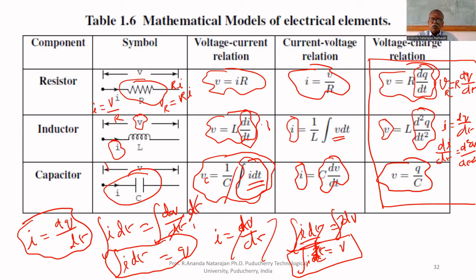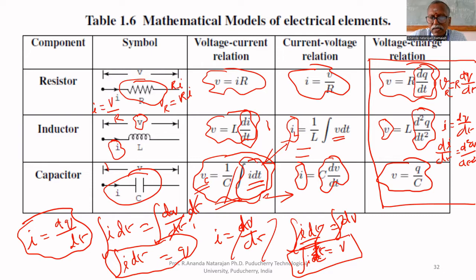So what is VC equal to 1 by C integral of I dt means? If you write for VC, if it is integrator, you have to write for IL. Instead of 1 by C, 1 by L. Instead of I, V, V dt. That way you can remember for integrator. If you remember for capacitor, you can easily remember for integrator. The opposite way. Replace V by I. That's all. Replace I by V. You can easily remember.